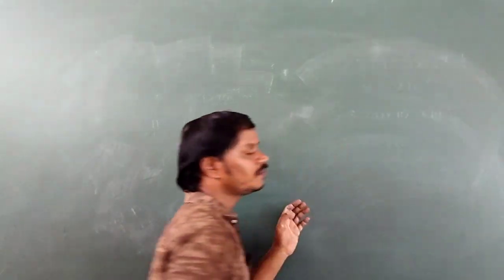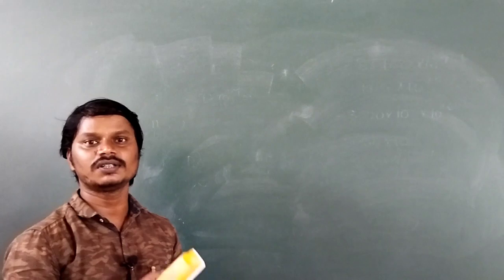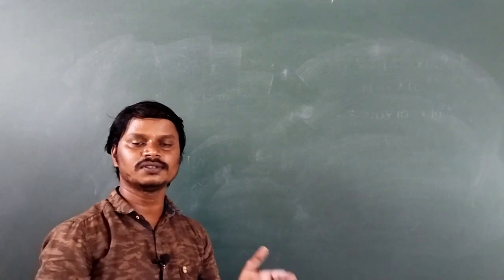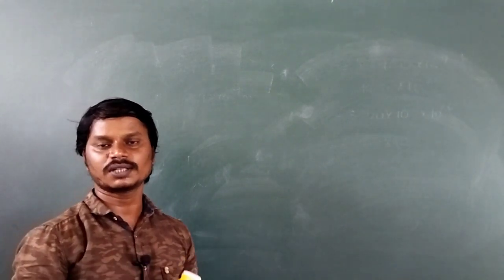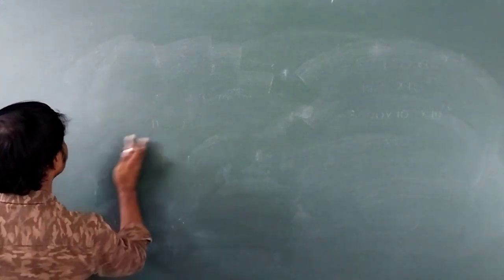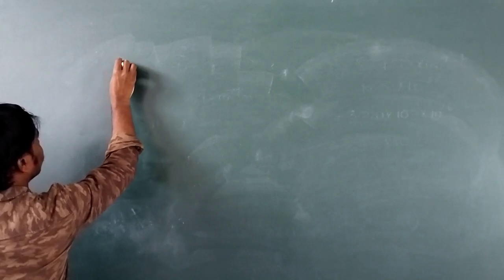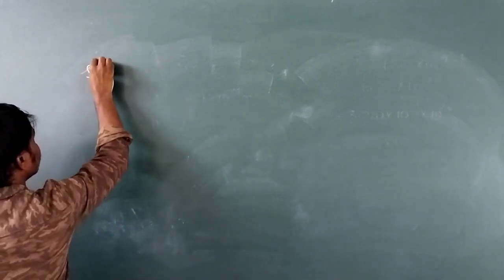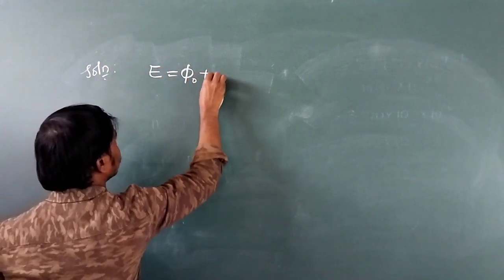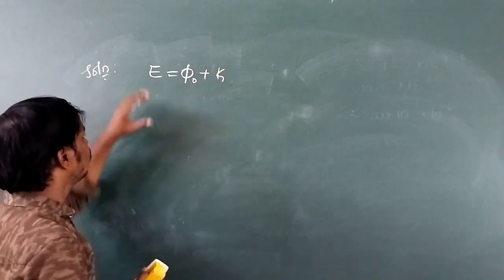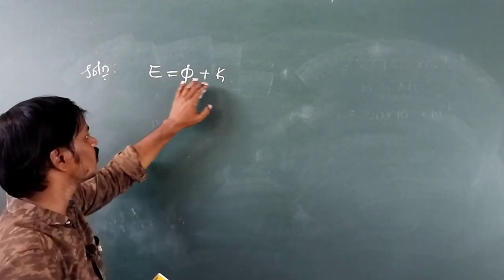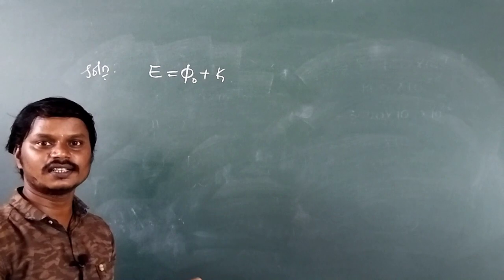So see here, if the wavelength of incident radiation changes from lambda 1 to lambda 2, and the maximum kinetic energy of the photoelectrons changes from K1 to K2, then what is our aim? Our aim is to find the work function of the emitter surface or the metallic surface. Now, see here. So what is the formula? What is Einstein's photoelectric equation? That is E is equal to phi naught plus K maximum. E is the energy of incident radiation, phi naught is the work function of the emitter surface, and K is the kinetic energy of the ejected electron.